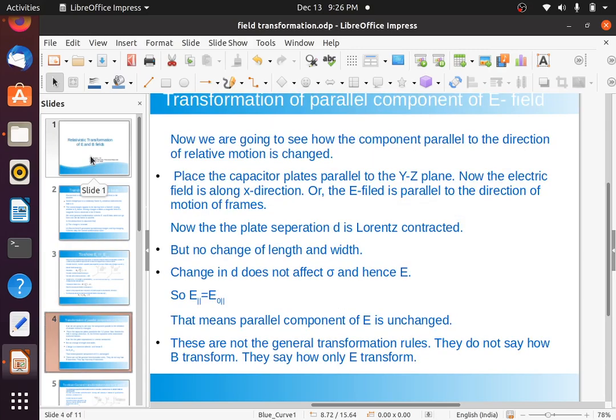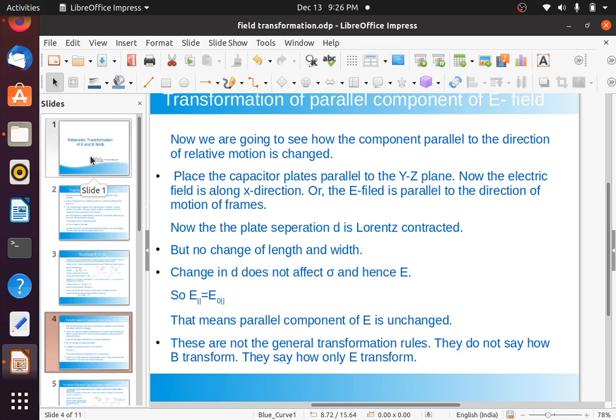So here we are going to the next case, how the parallel component of the electric field gets transformed. We have seen that the perpendicular component of the electric field is increased by a factor gamma 0, the Lorentz factor. So what will happen to the parallel component of the electric field? In order to find the effect on the parallel component, we place the capacitor plates parallel to the YZ plane. So what will happen?